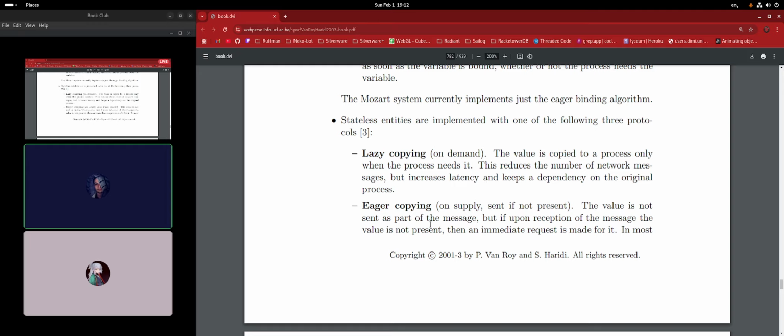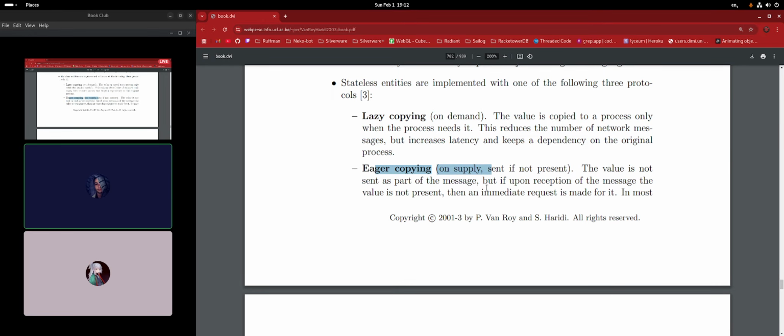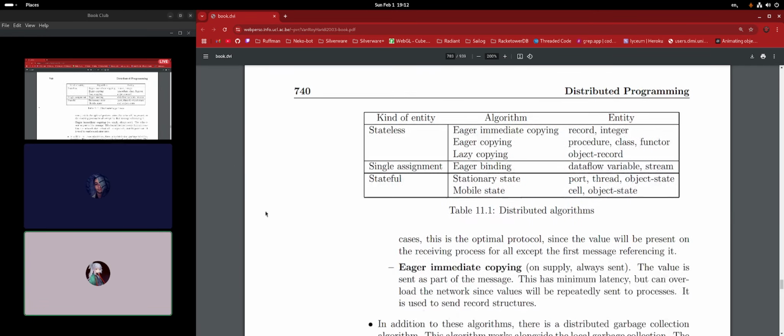Eager copying. The value is not sent as part of the message, but if upon reception of the message the value is not present, then an immediate request is made for it. This is, as we will see in the table on the next page, just for functions and functors and procedures and things that have code inside of them generally, right? So if you receive a message that references them, you immediately request it. And you can do this because they have a unique identity.